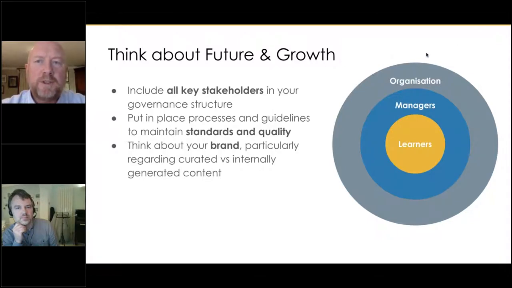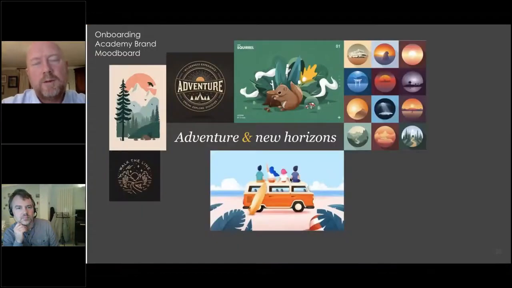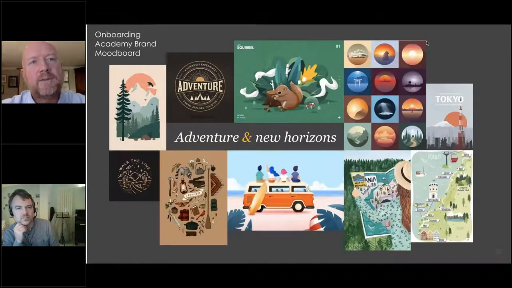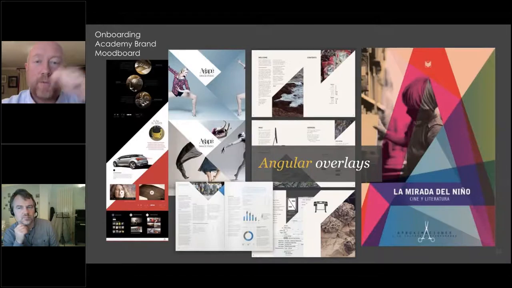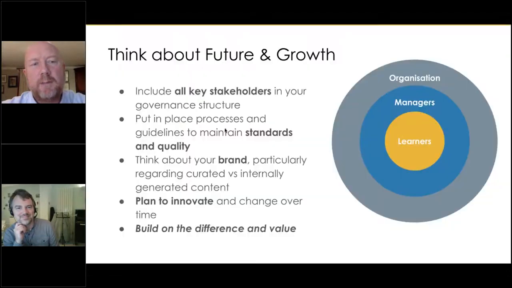You may well be wanting to think about brand as well, particularly relating to curated, internally generated content, because that is going to have an effect on how people perceive what your academy is all about. We're working with a big technology partner to develop an onboarding academy, and these are some of the slides that we're using to look at what the brand of the whole academy will be like. Later on, Nick will be talking specifically about the experience and the design. But these are all things that you need to think about.